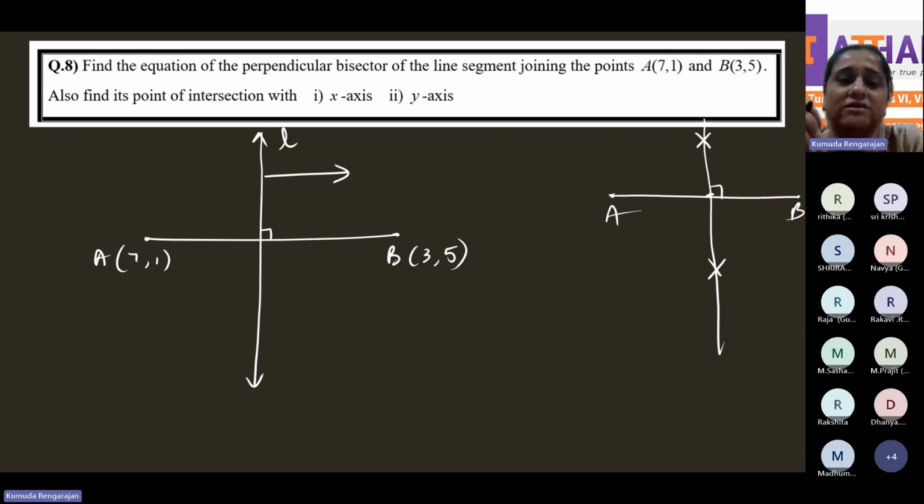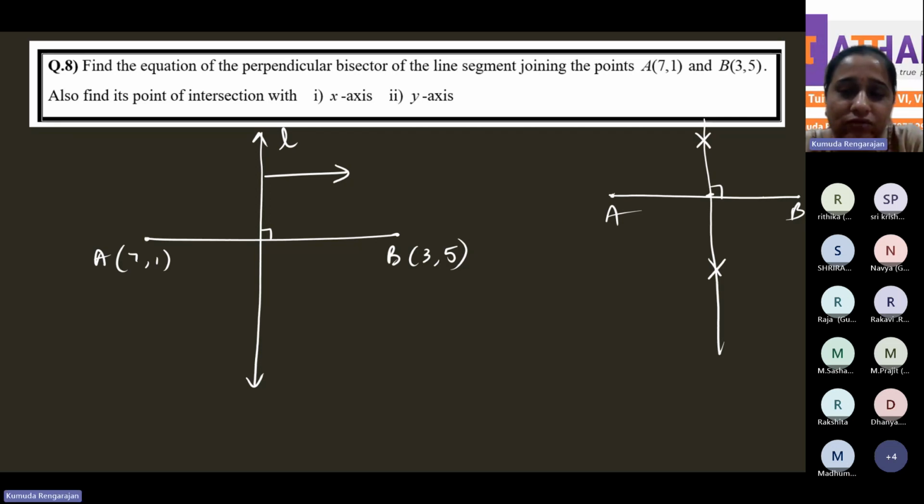Every straight line can be represented by a linear equation in 2 variables x and y. So that is what you are expected to find. What is the equation of this line L? Who is L? L is the perpendicular bisector of the line segment AB.